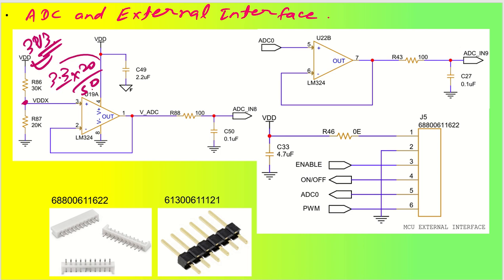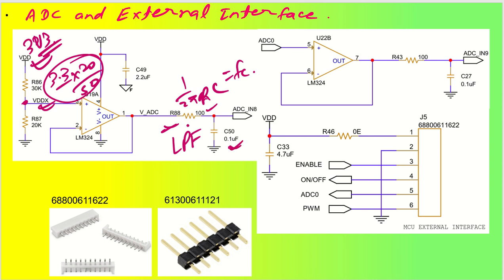This much voltage will come at VDDX, and instead of directly sending it to the ADC pin, I am passing it through a voltage buffer, so this buffer is always recommended. This buffer amplifier will give strength to the output signal, and this can go to a low pass filter. I have put a low pass filter here with 15.9 kilohertz or something like that. You can use 1 by 2 pi RC to calculate your cutoff frequency. Here R is 100 ohm and C is 0.1 microfarad.